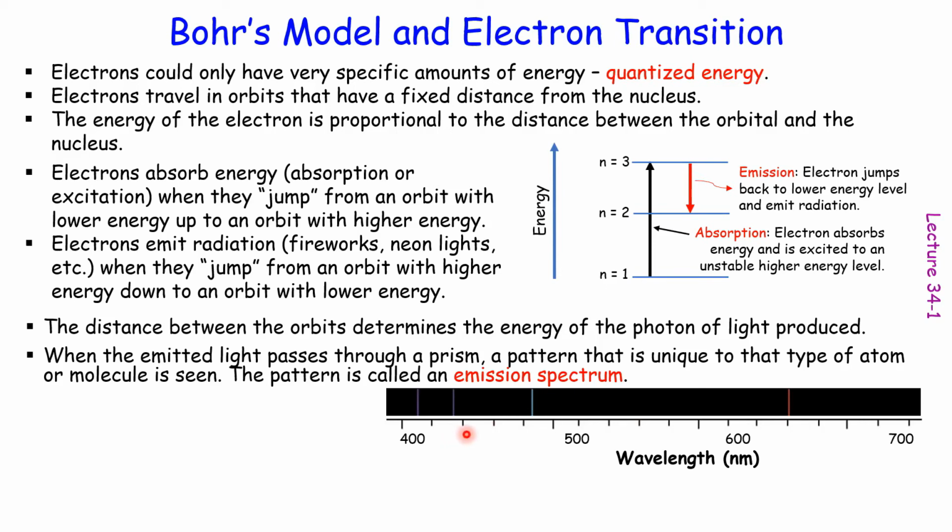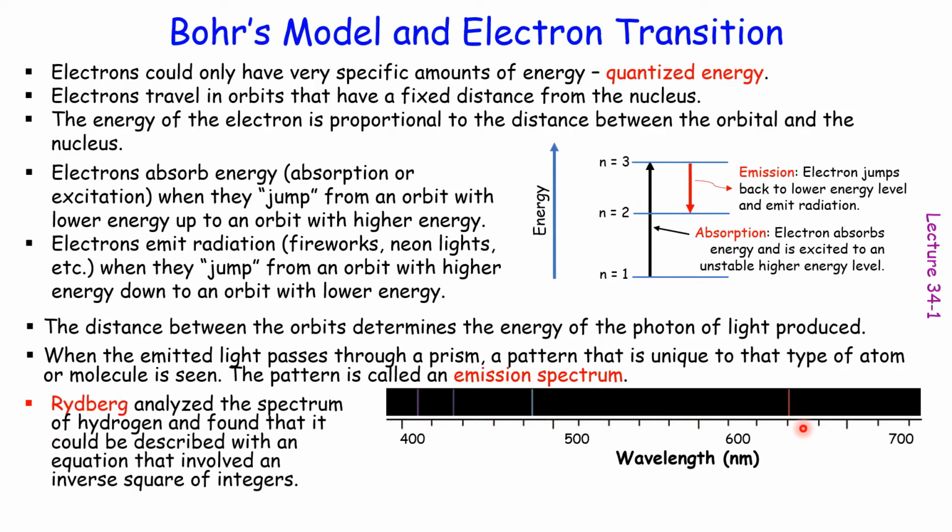Please note that there are only 4 lines can be seen, and all of those dark places, there are no radiation. Okay, then why do we see those 4 specific wavelengths in hydrogen atom? That question was answered by Rydberg.